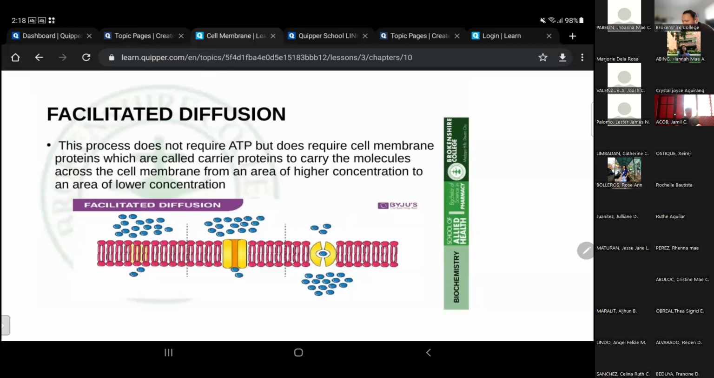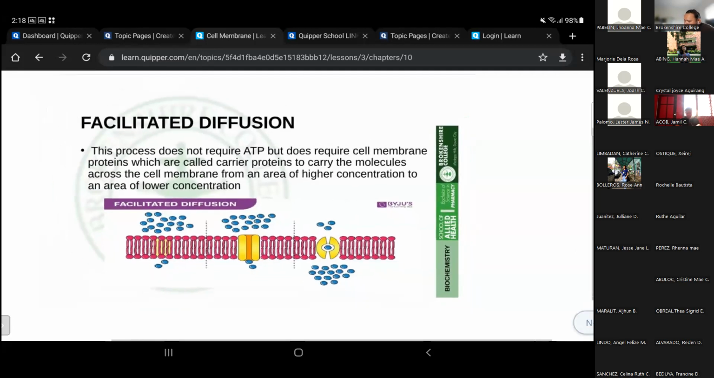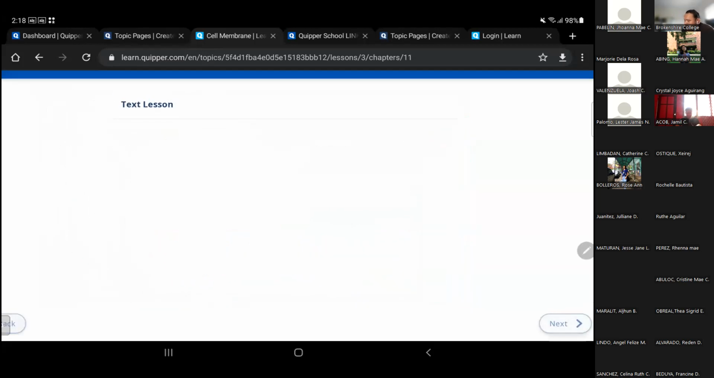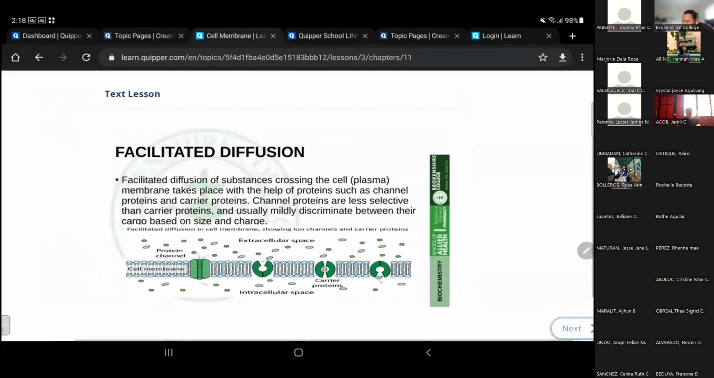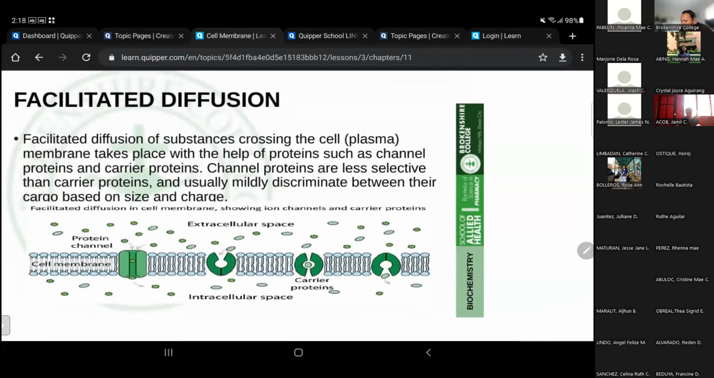But mostly integral proteins. Facilitated diffusion of a substance crossing the cell or plasma membrane takes place with the help of proteins such as channel proteins and carrier proteins, or protein channels and carrier proteins.